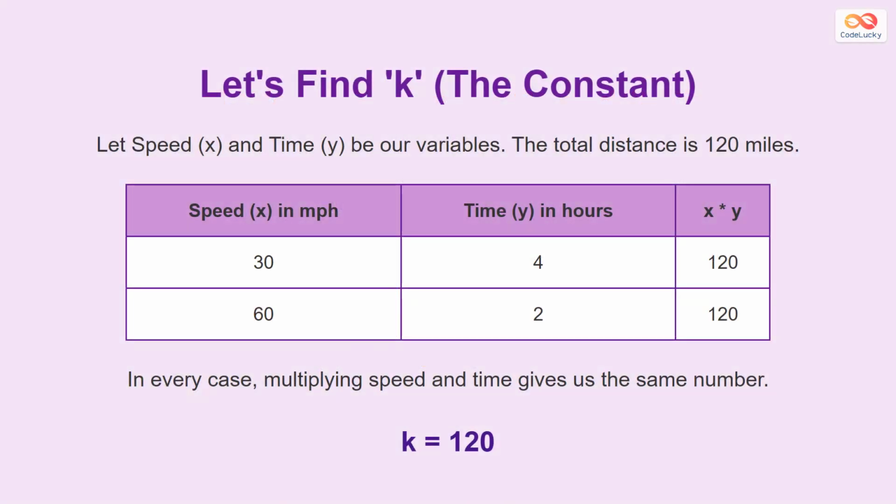Using our travel example, let's identify the constant k. Let's say our speed x is 30 miles per hour, which results in a travel time y of 4 hours. If we increase our speed to 60 miles per hour, our travel time decreases to 2 hours. Notice that when we multiply speed and time in both cases, we get the same result, 120. So in this problem, our constant k is 120.